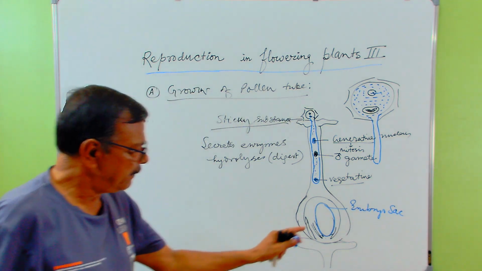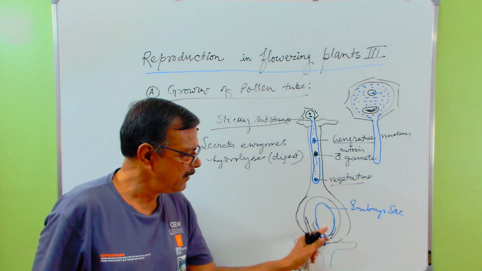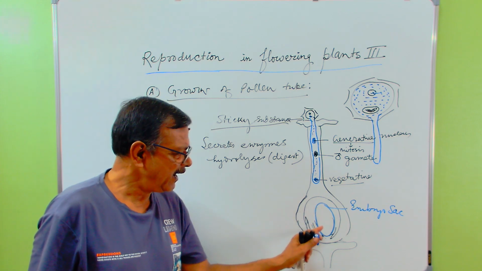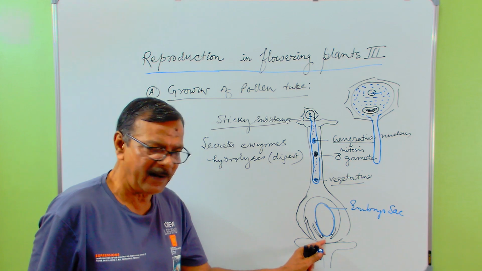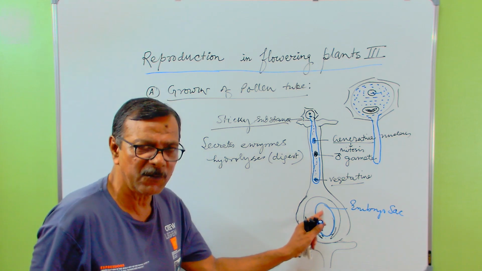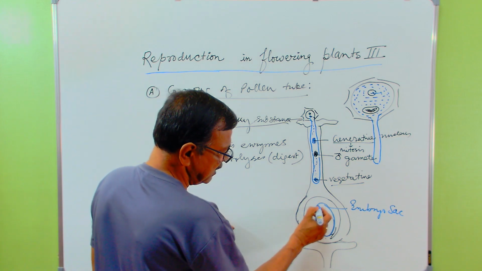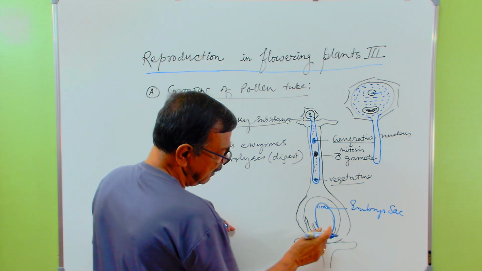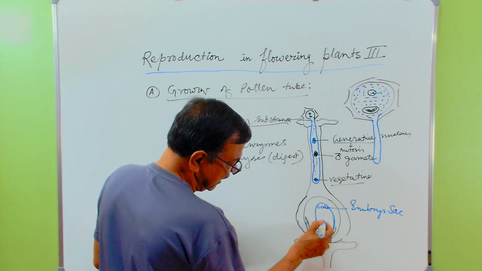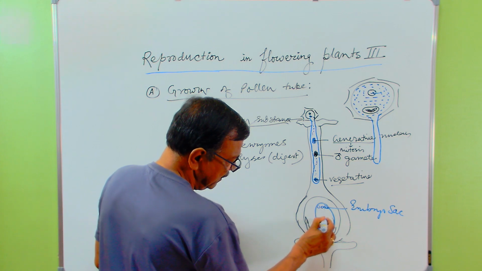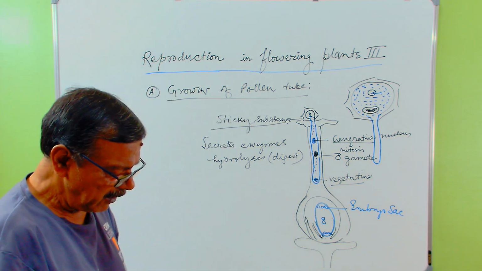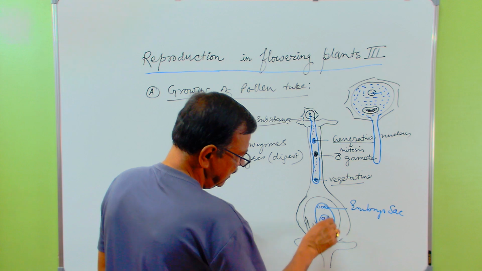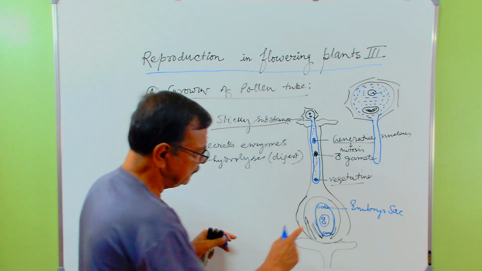Embryo sac. Embryo sac initially had one nucleus. It divides. One nucleus goes here in the chalazal end and another nucleus in the micropylar end. And this nucleus divides twice, forming four nuclei here, 1, 2, 3, 4. We have said in the last class, out of these four nuclei, one nucleus comes here and one nucleus comes here. These are called polar nuclei, which fuse to form a fusion nucleus or secondary nucleus.